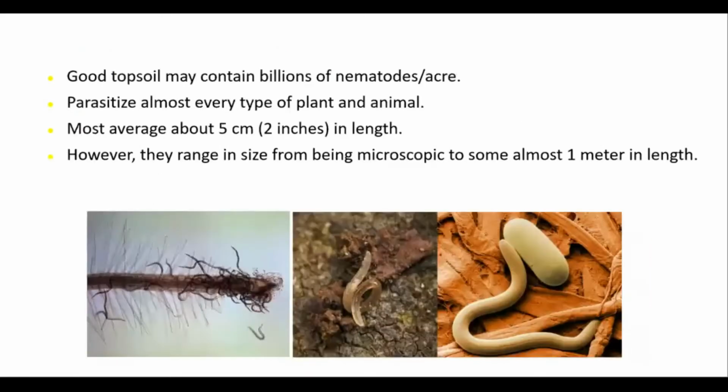So here, a good topsoil may contain billions of nematodes. I tried to look for nematodes by just getting soil outside the building, and they were there, using a simple method to make them easier to see. Nematodes also parasitize almost every type of plant and animal. They range in size from being microscopic to some almost 1 meter in length.